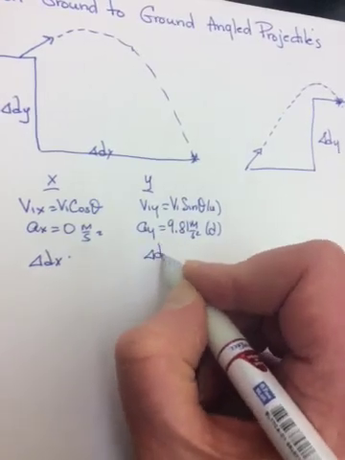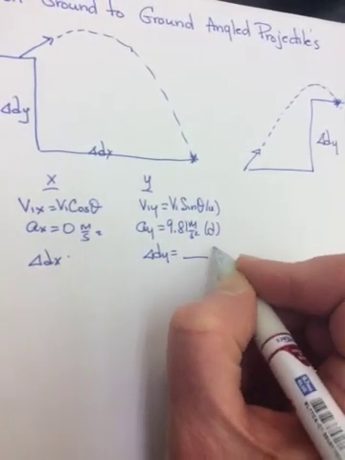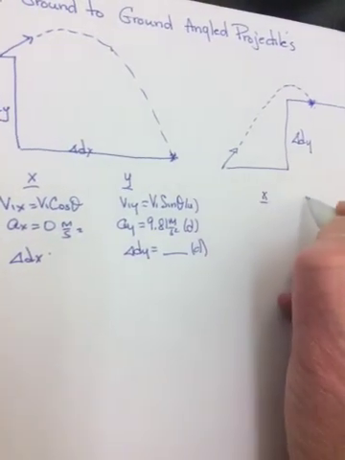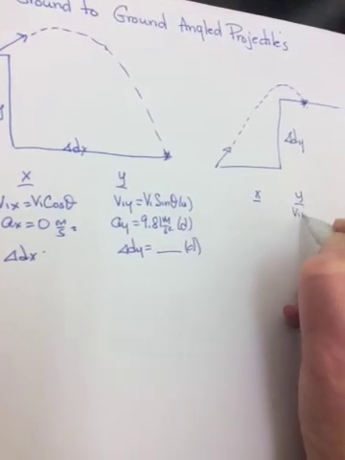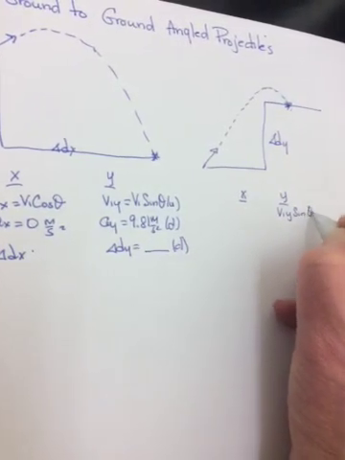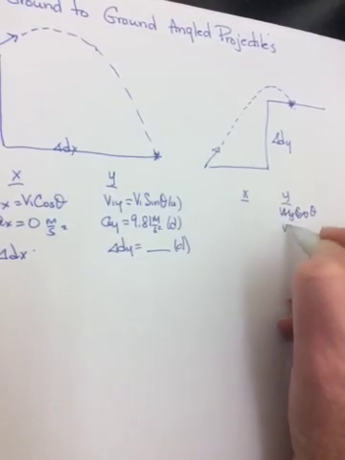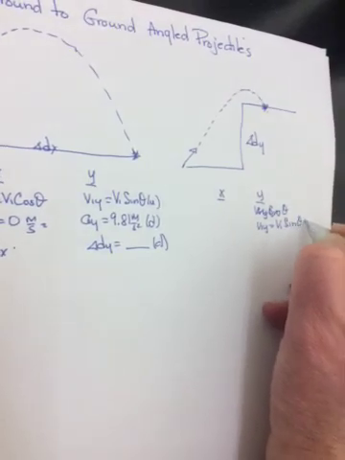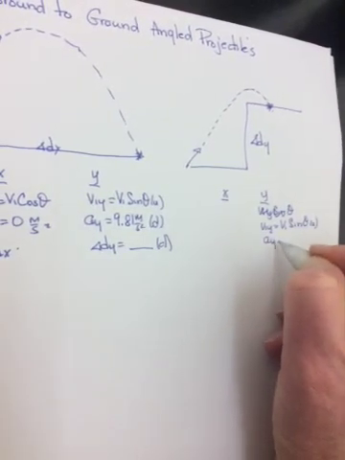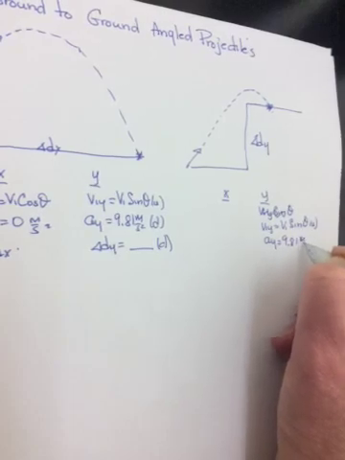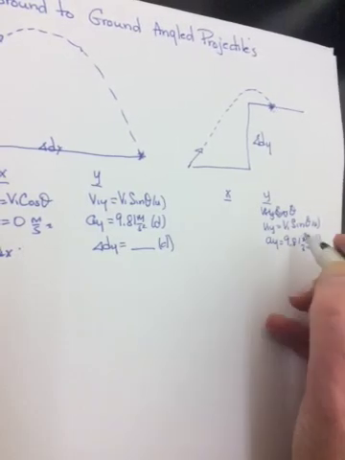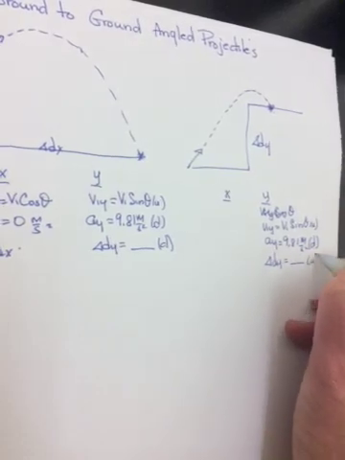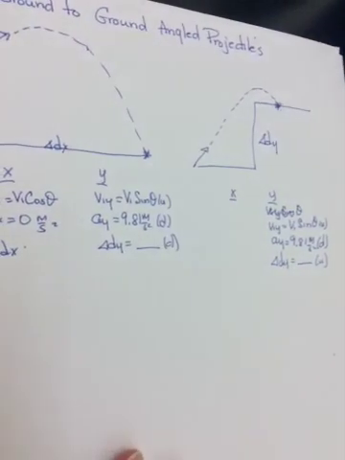The delta dy for this one will be down, whereas over here, all the x's would be the same, but in the y, viy is equal to vi sine theta, still up. Ay will be 9.81 meters per second squared, still down. But this time the delta dy, whatever it is, it'll be up. Okay, so you'll just have to watch your positives and negatives.